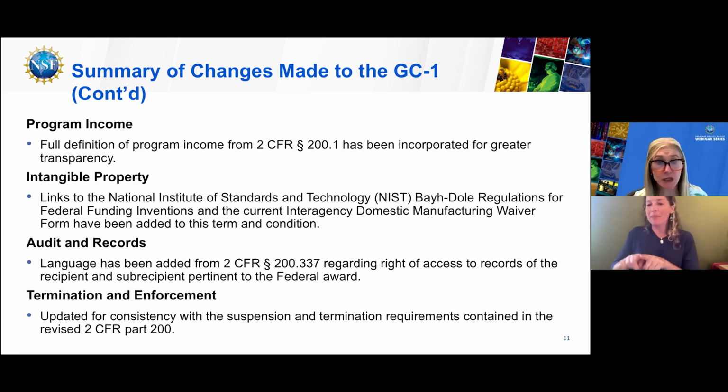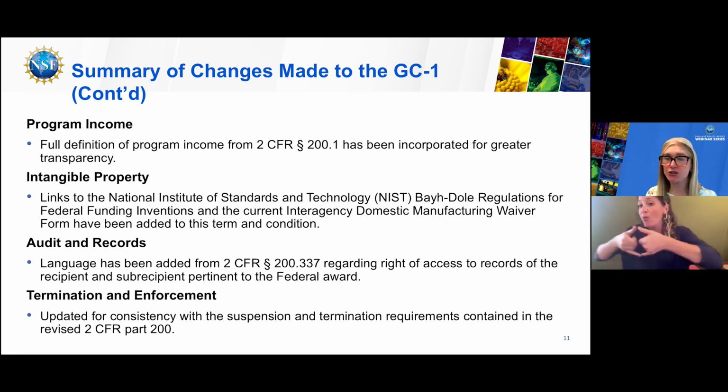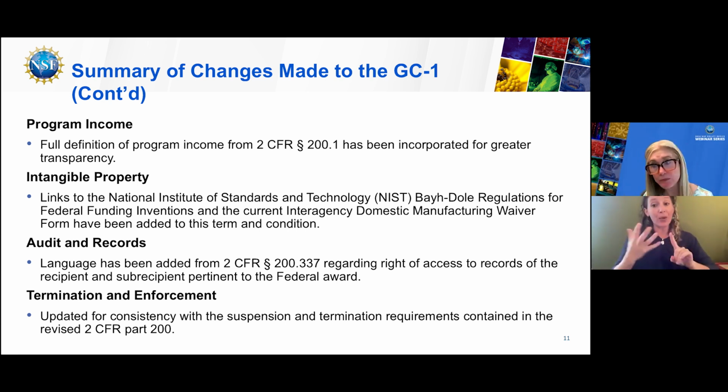Audits and records language has been added from 200 to 237 regarding the right of access to records of the recipient and subrecipient pertinent to the federal award. That was in terms and conditions a number of years ago. It has disappeared, and we are making sure you're aware. I do believe that you are aware that the GAO, the agency, inspector generals can all come in and have that right to review and audit your records.